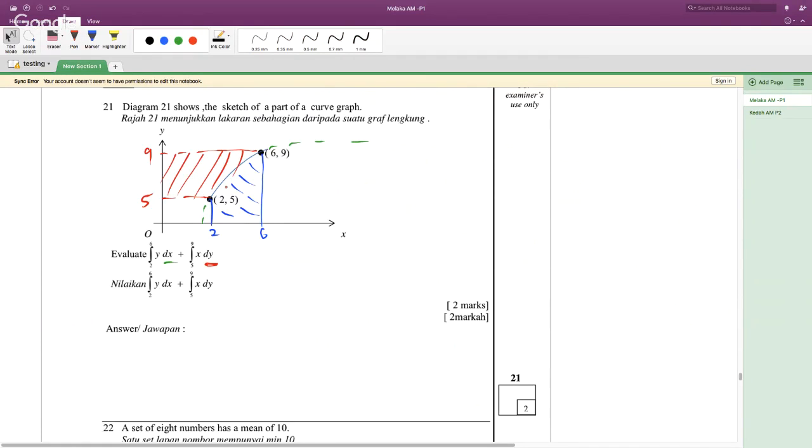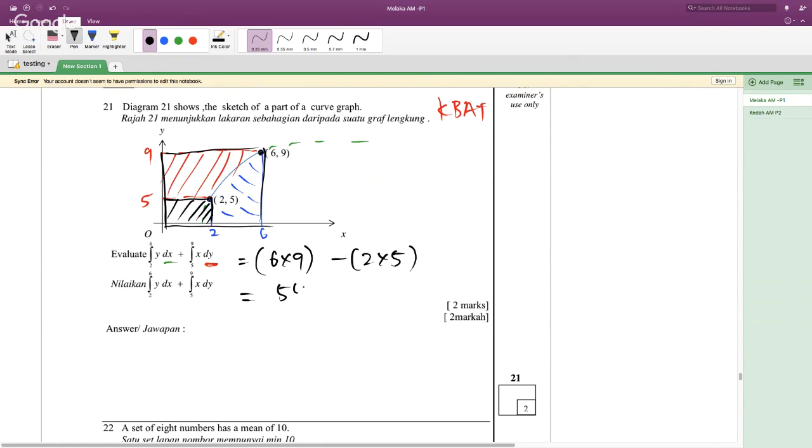So in order to find this area, there's no way you're trying to integrate this one. So I can say this is KBAT, even though it's just 2 marks. But you have to think a bit because there's no equation given in this question. But if you're smart enough, you will see this is a big rectangle. If I minus a small rectangle here, then I can easily get the red and the blue color one. So what I will do here is use 6 multiplied by 9 minus a small rectangle, which is 2 multiplied by 5. So this one is 54 minus 10. So it's just 44 units squared.